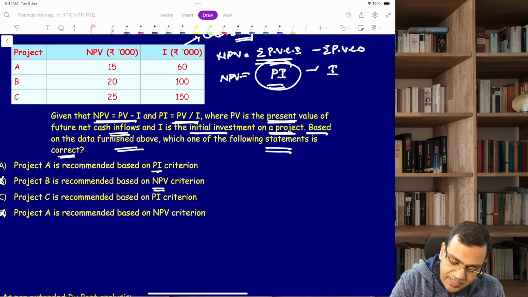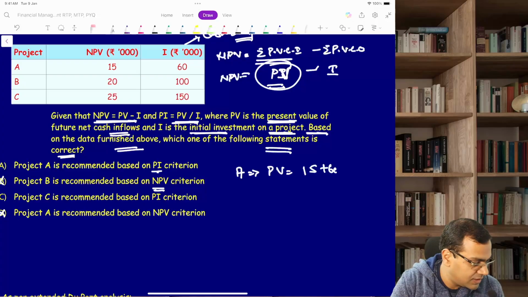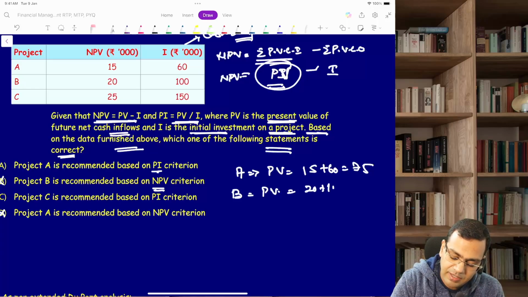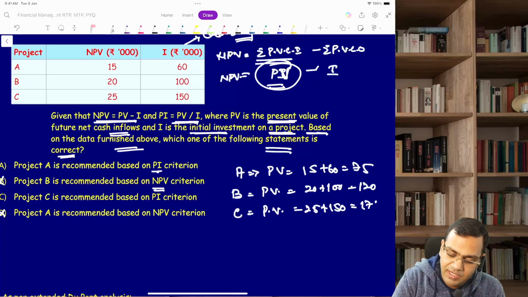First, for project A, what will be the PV? Sorry, they have written it as PV. Okay, fine. So for project A, PV will be NPV plus I. That is 15 plus 60, 75. For project B, present value will be 20 plus 100, that is 120. And for project C, present value will be 25 plus 150, that is 175.